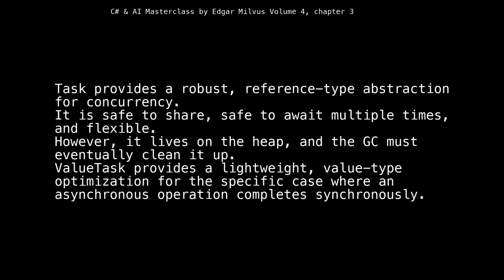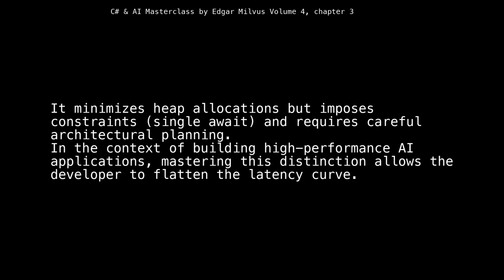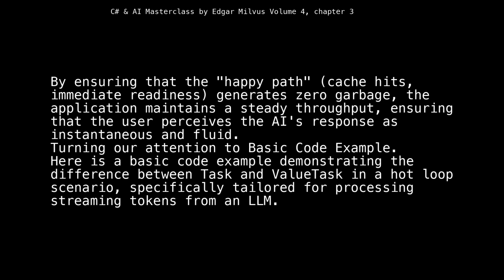However, it lives on the heap, and the GC must eventually clean it up. ValueTask provides a lightweight, value-type optimization for the specific case where an asynchronous operation completes synchronously. It minimizes heap allocations but imposes constraints, single await, and requires careful architectural planning. In the context of building high-performance AI applications, mastering this distinction allows the developer to flatten the latency curve. By ensuring that the happy path, cache hits, immediate readiness, generates zero garbage, the application maintains a steady throughput, ensuring that the user perceives the AI's response as instantaneous and fluid.